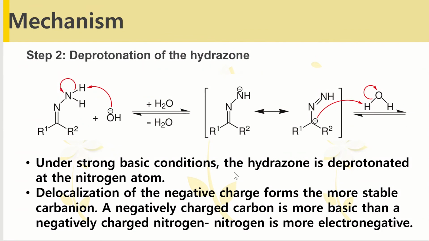So under strong basic conditions, as we said before, the hydrazone is deprotonated at the nitrogen atom. Delocalization of the negative charge forms a more stable carbanion, right? So this carbanion is more stable than this anion. A negatively charged carbon is more basic than a negatively charged nitrogen. Nitrogen is more electronegative, right?